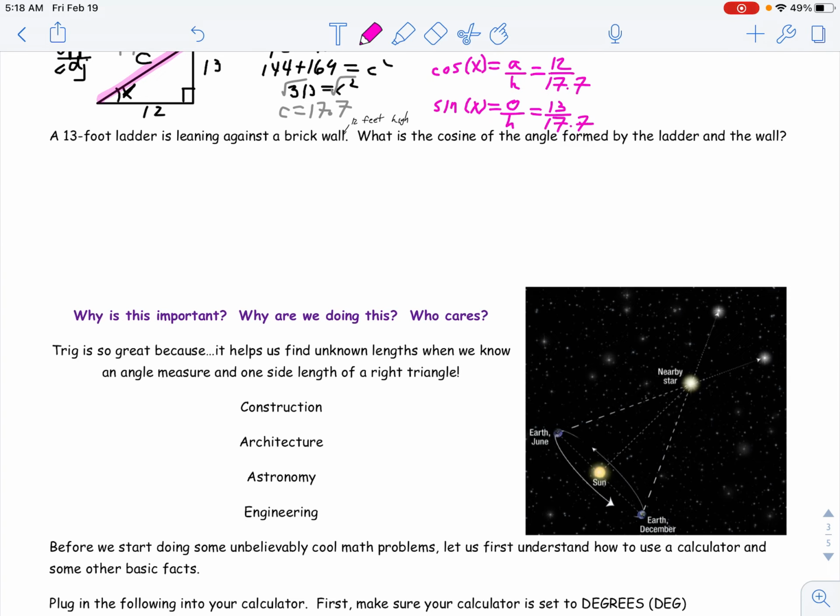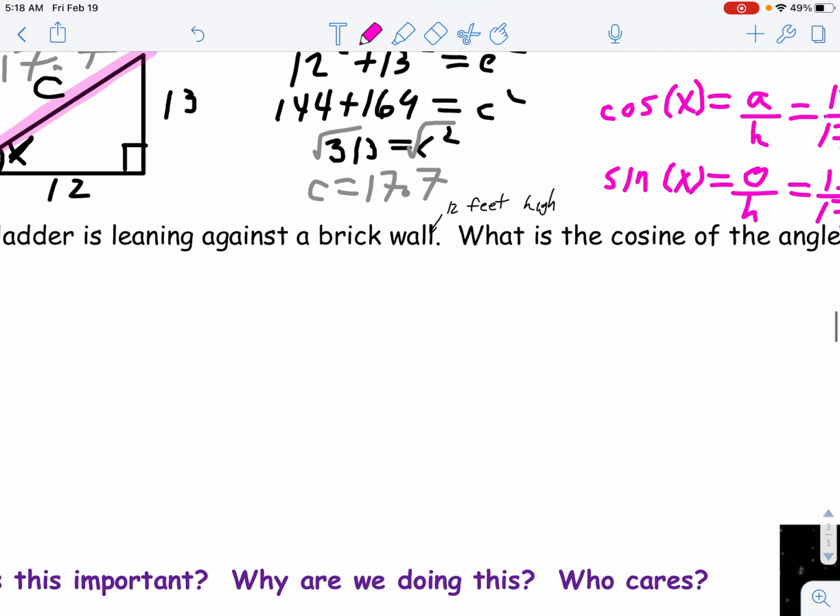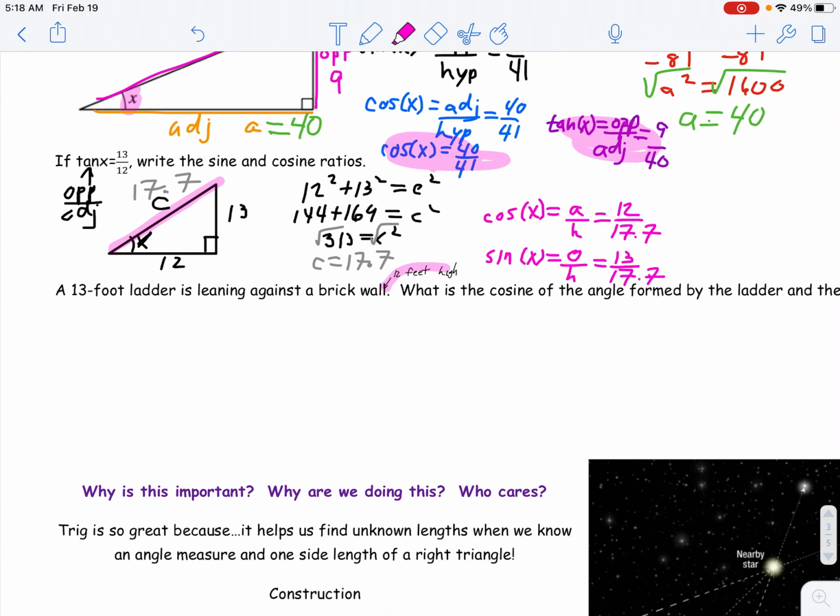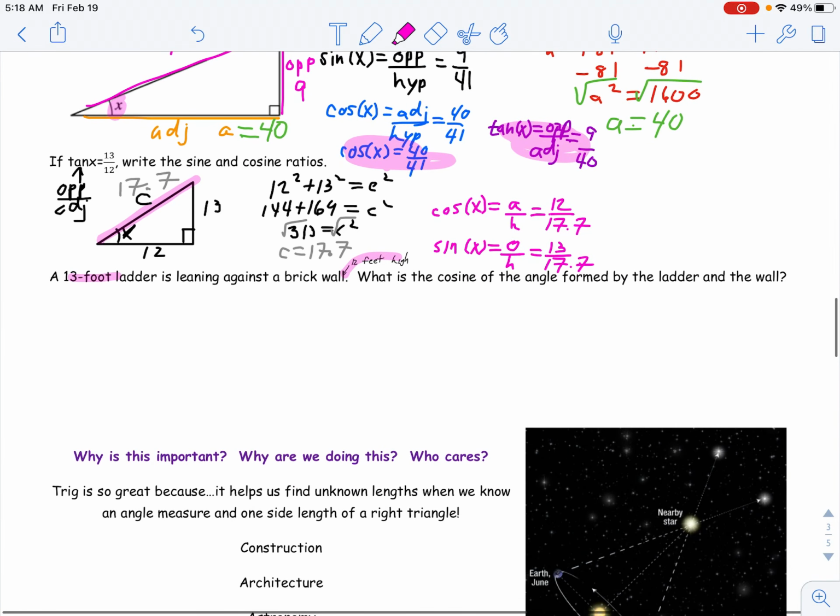Now, a 13-foot ladder is leaning against a brick wall 12 feet high. All right, I forgot to incorporate this in. It's a 13-foot ladder leaning against a brick wall. What is the angle formed by the ladder and the wall? What is the cosine of the angle?